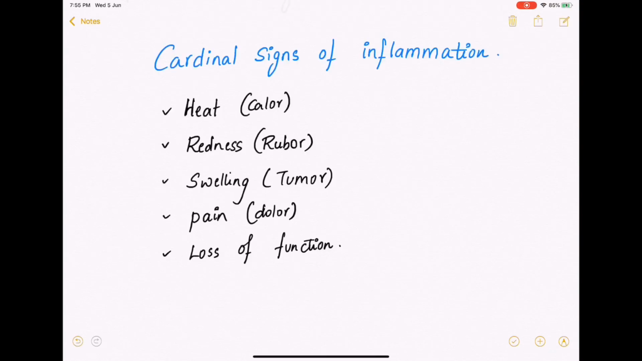We'll now look at the cardinal signs of inflammation, which include heat, that is warmth seen in the region, called the calor, the redness referred to as the rubor, swelling or the tumor, pain or the dolor, and the loss of function. The first four among these were described very, very long ago by a Roman encyclopedist called Celsus, while the last one was added only recently by Virchow, the father of modern pathology.